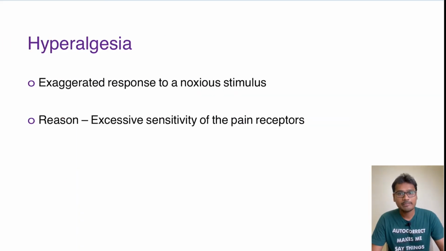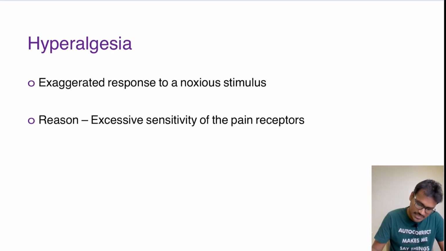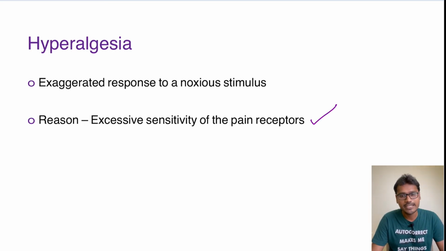So coming to hyperalgesia, what is hyperalgesia? Hyper, as the term indicates, means an increased response to a noxious stimulus. The point to note here is the stimulus is noxious, but the patient is having an exaggerated response in comparison to other subjects. The reason for this is an excessive sensitivity of the pain receptors. The sensitivity has been increased.